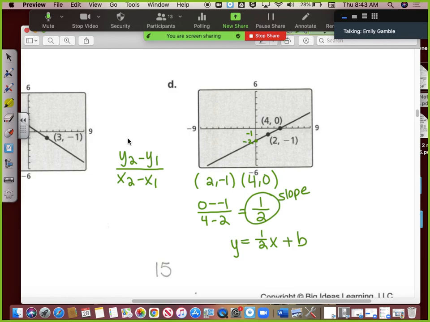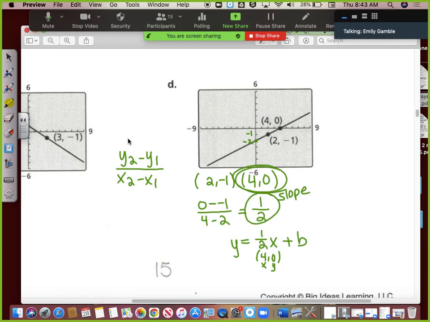So you pick a point. Looking at the 2 points to choose from, I kind of like the second one better because all the numbers are positive. 1 is 0, so that makes it pretty easy. So what I'm going to do is use the point 4, 0, and I'm replacing 4 in for x and 0 in for y to solve for what b is equal to.